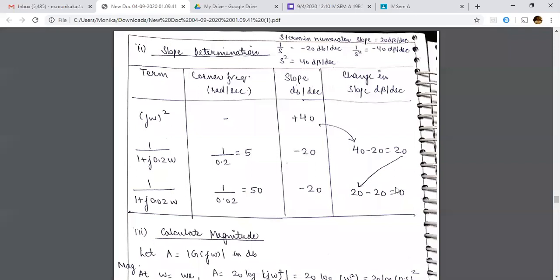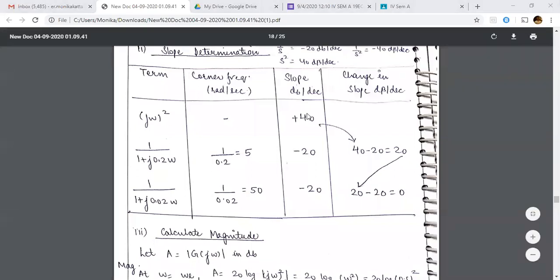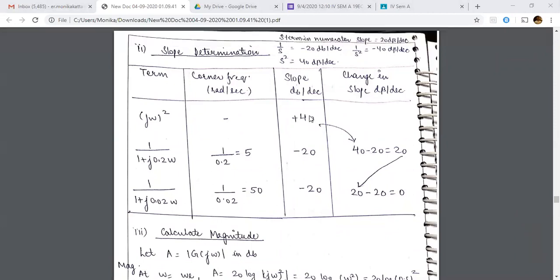Why are we doing this? Because we know that at every corner frequency, the slope changes. So your slope is plus 40 dB per decade, but when it meets the first corner frequency, its slope will change. So we should know what the slope is now. It is 20 dB per decade. When it meets the second corner frequency, the slope will change again and it will be 0 dB. So this table is clear, everyone?